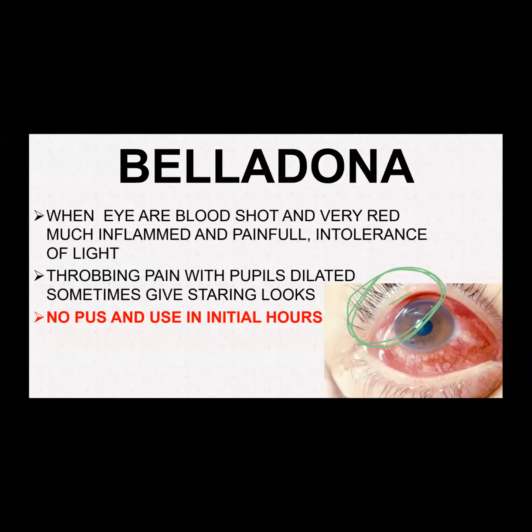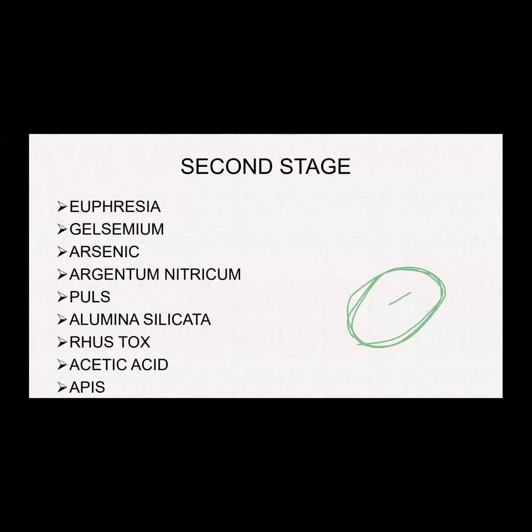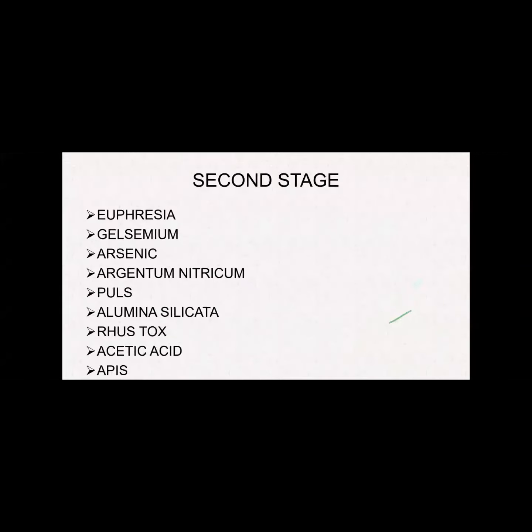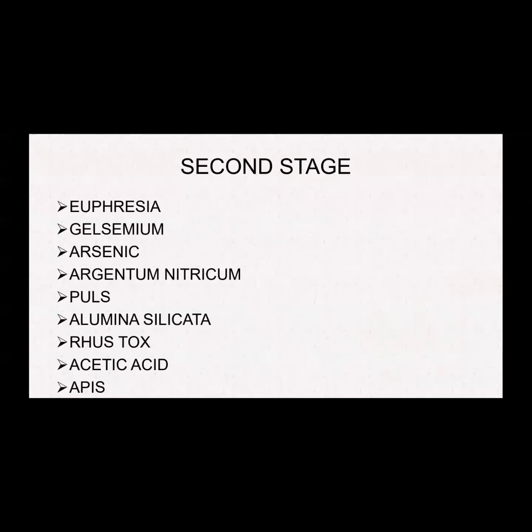Now, if we are talking about the second stage, where the pathology has somewhat bloomed and the disease has been present for more than 1 day, the symptoms will be somewhat changed. In the second stage, mostly we use the following medicines: euphrasia, gelsemium, arsenic, argentum nitricum, pulsatilla, alumina silicata, rustox, acetic acid, and obviously apis.